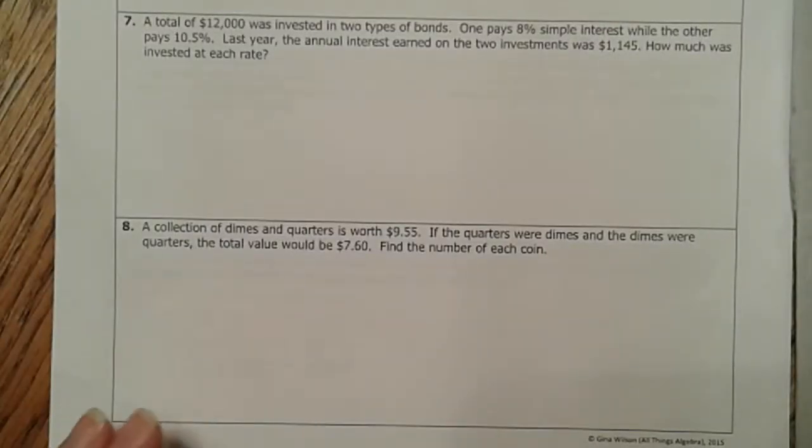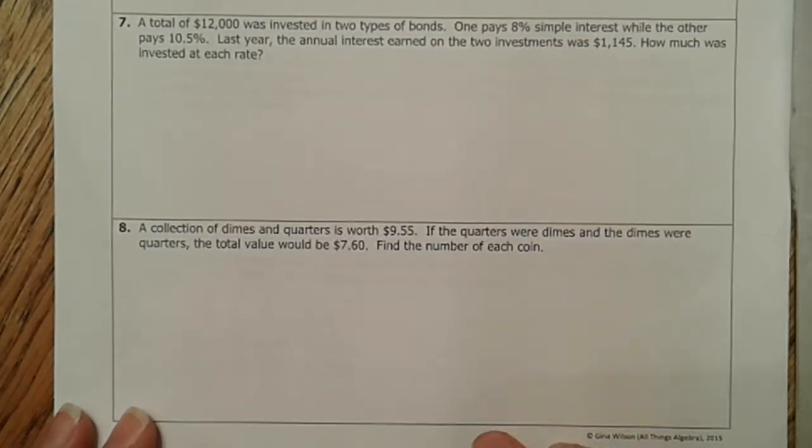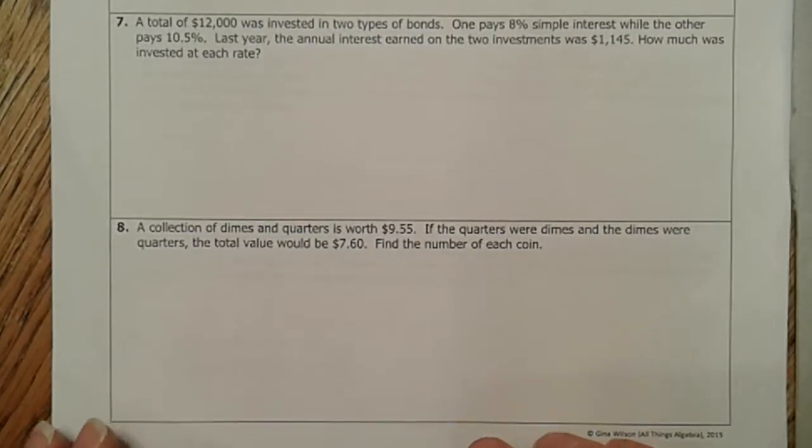All right, here's another example of solving systems of linear equations by graphing. So here we have a collection of dimes and quarters worth $9.55. If the quarters were dimes and the dimes were quarters, the total value would be $7.60. Find the number of each coin.